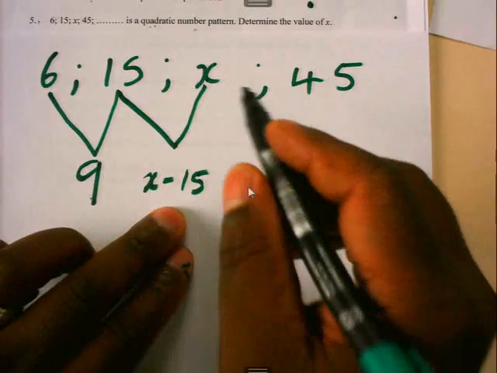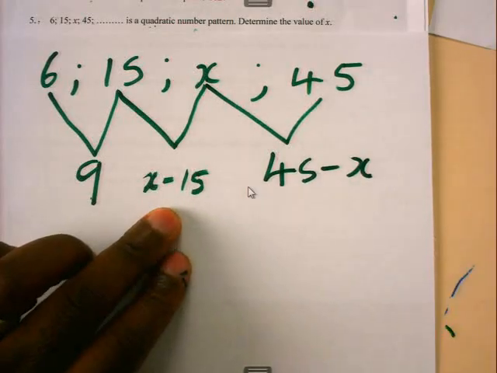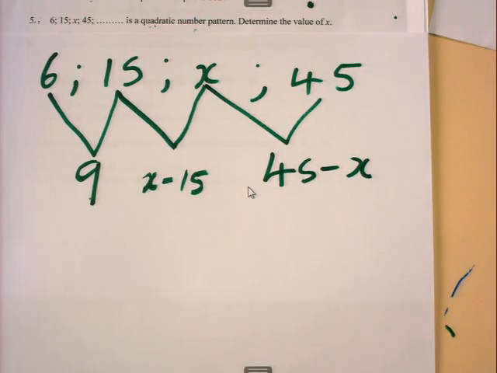Here we've got 45. 45 minus x. That is our first difference. And remember, when we talk of a quadratic number pattern, the second difference is common. So this is the first difference. Let's determine the second difference. We don't have to hurry. We need to relax. Now we are going to determine the second difference.